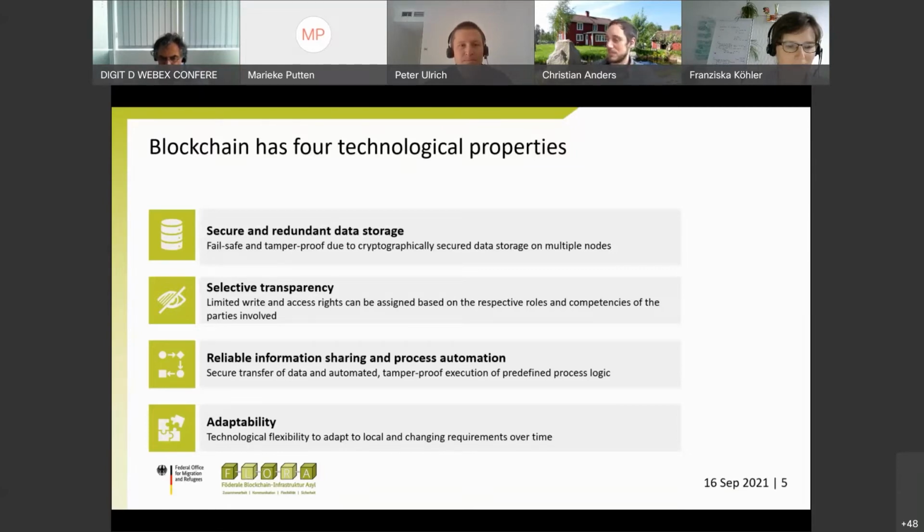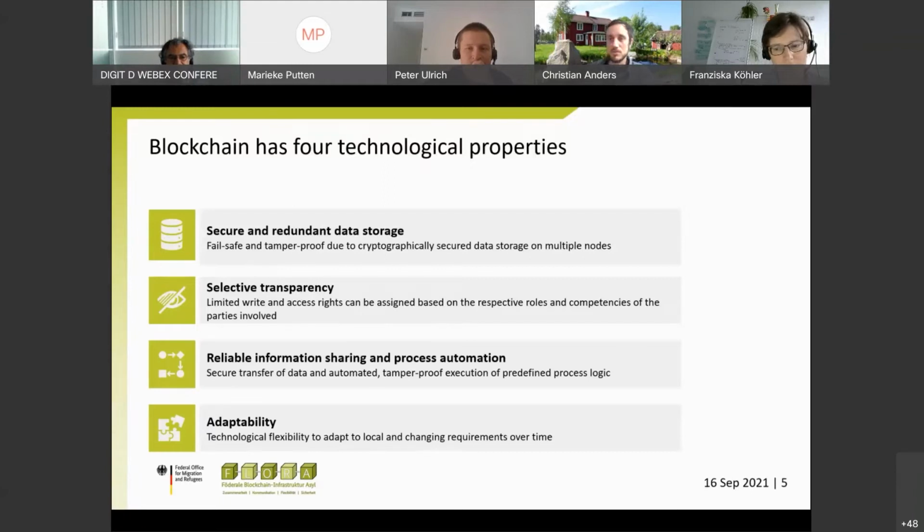And if one of the nodes actually has a problem, you have multiple other instances which make sure that the information is still safe. So there's not a single point of failure as we know from certain older systems and architectures.